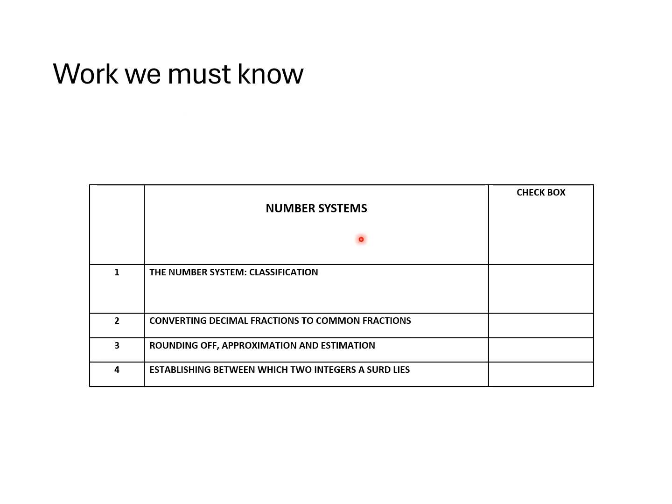Alright, so for the number system, we must be able to classify the numbers, say whether they are real, non-real, irrational, rational, etc. Then the same question that we test: converting a decimal fraction to a common fraction, then rounding off for approximation and estimation, and then establishing between which two integers a third lies. Right, so there's a small checkbox for you. This is just on the number system and what you need to know. So tick off what you can and can't do so that you know what you need to re-practice, right?